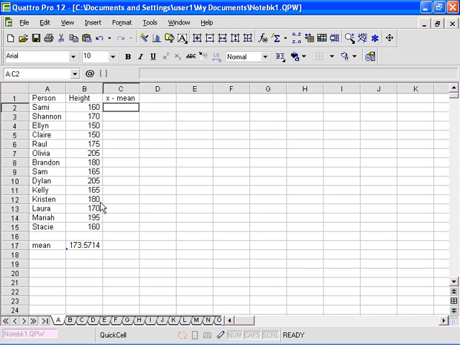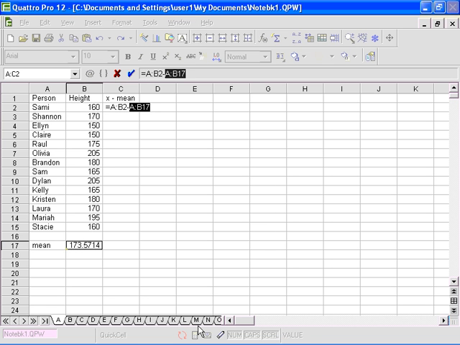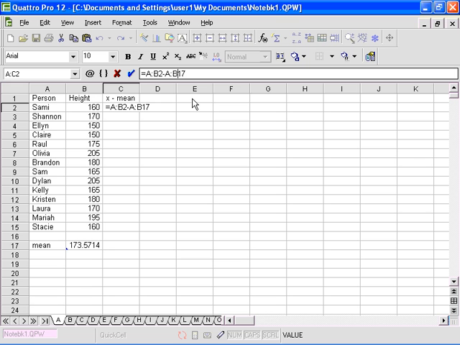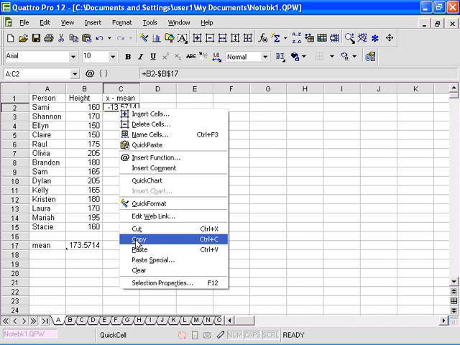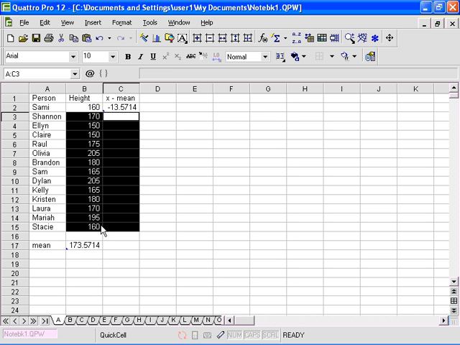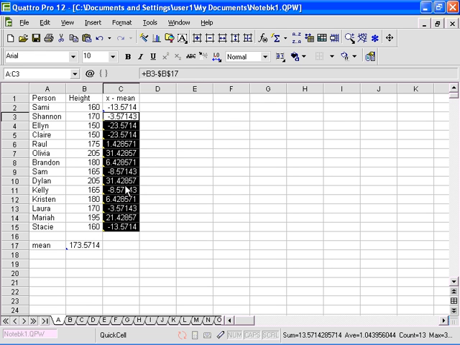So that means I need to take this value, my x value, minus the mean. Keep in mind that the mean is always the same number, so we need to use our dollar symbol to make sure it remains the same. And there's our x minus our mean. So we'll copy that formula and paste it all the way down.